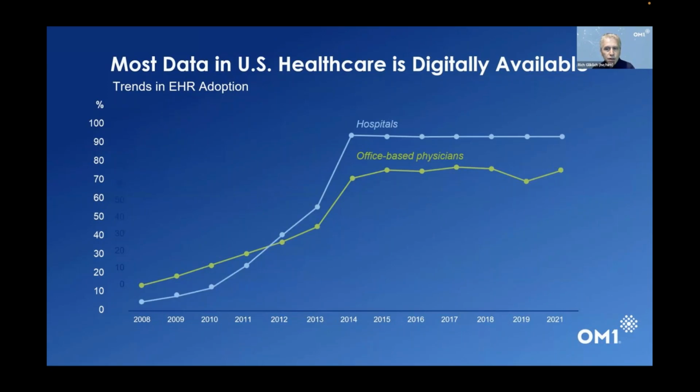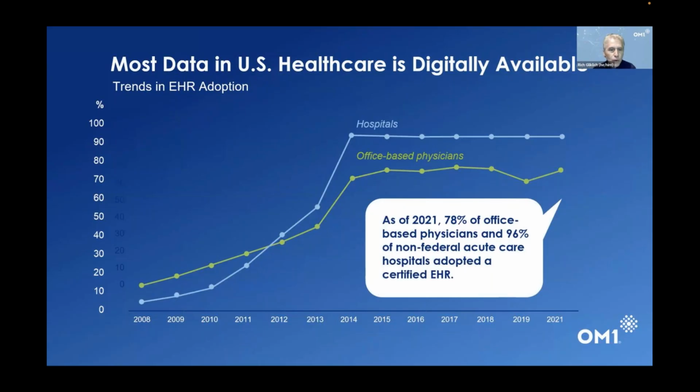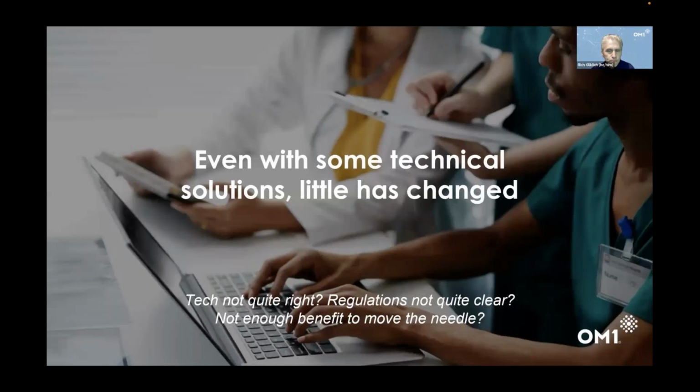And yet, most data in the US healthcare system is digitally available and has been digitally available at least since 2014, 2015. In fact, as of 2021, 78% of office-based physicians and 96% of non-federal acute care hospitals had adopted a certified EHR. And we hear about certain technical solutions which enable the collection or movement of data from the electronic medical record into the electronic data capture systems, but those technical solutions must be lacking because little has changed.